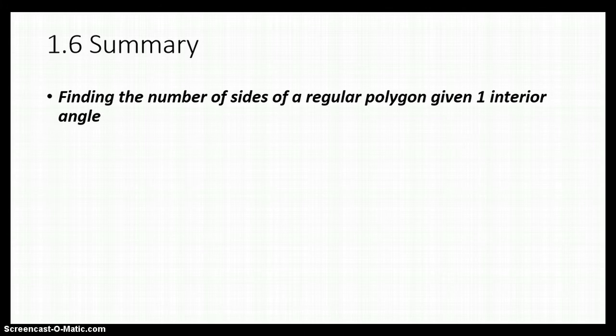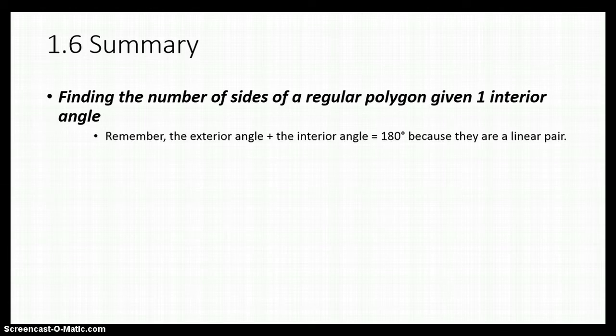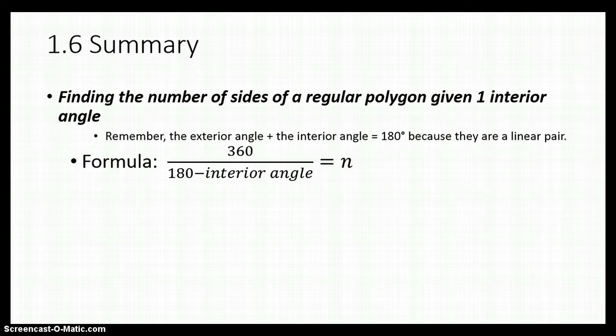Finding the number of sides of a regular polygon given one interior angle. Well, there are lots of different ways to do this one. I generally like to go for the most straightforward way, so that's what I'm going to show you. To me, it's always easiest to use the exterior angle as much as I can because I don't have to find that internal sum. So if I know the interior angle, I can find the exterior angle because they are a linear pair. Exterior plus the interior equals 180. And if I know the exterior, I divide 360 by the exterior angle, and it gives me how many sides.